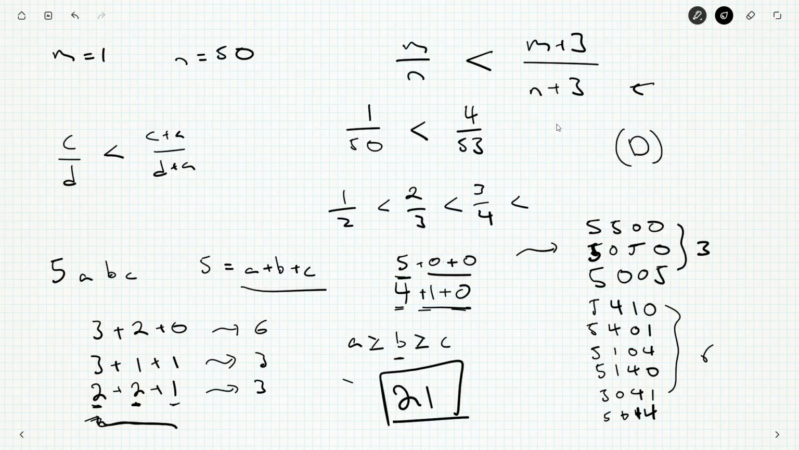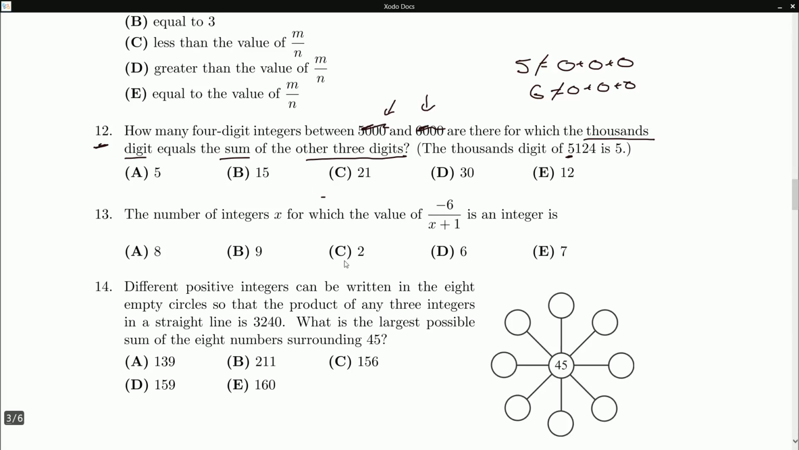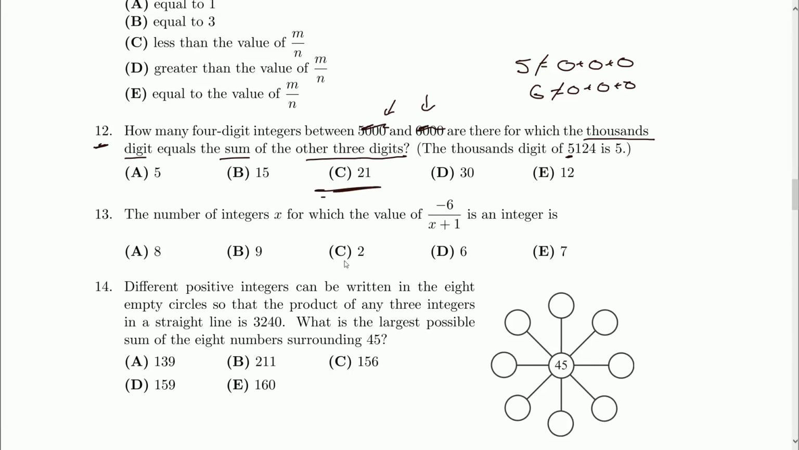And 21 is, I assume, somewhere on their answers, right in the middle. So that's going to give us C.